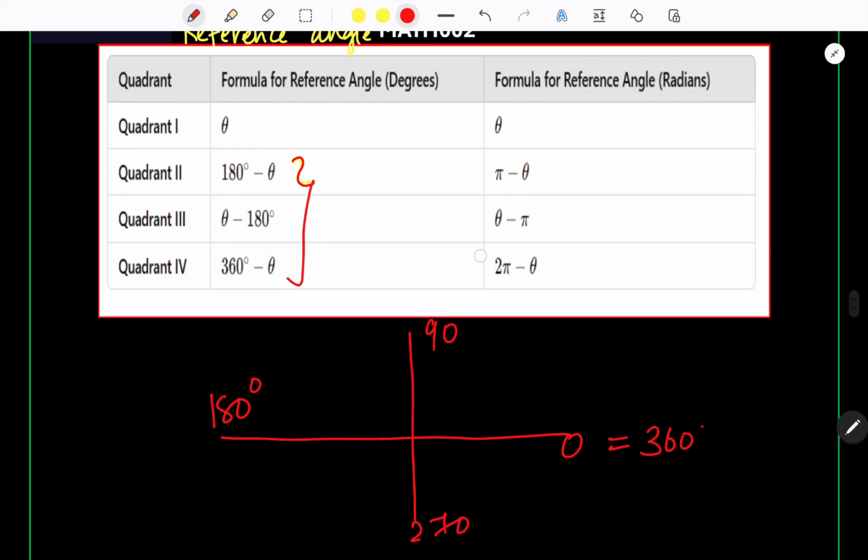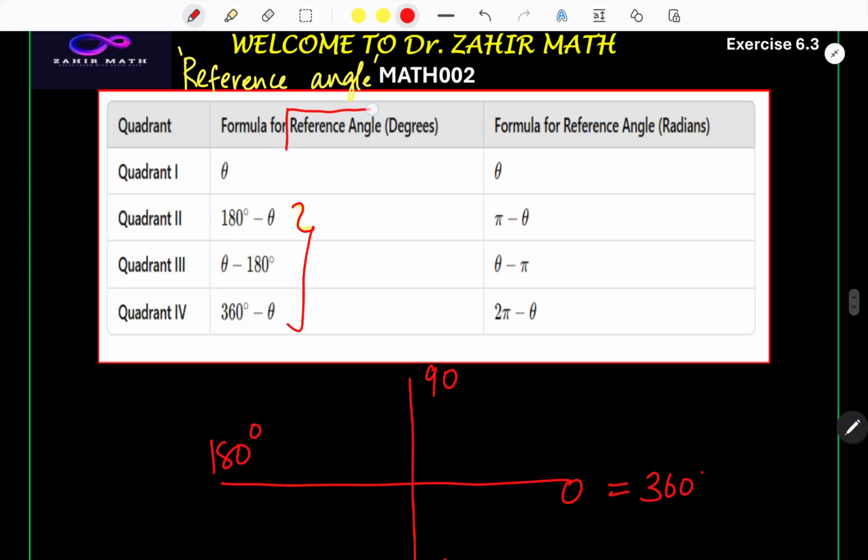Okay, reference angle. Please remember the word reference. What do you mean by reference? Something you are going to refer, right? Reference angle, that means some degrees. Some angles you need to convert, because sometimes you are not able to find out the angles are more than 360. It's very difficult. So if you are using this idea, it's easy to calculate the values.